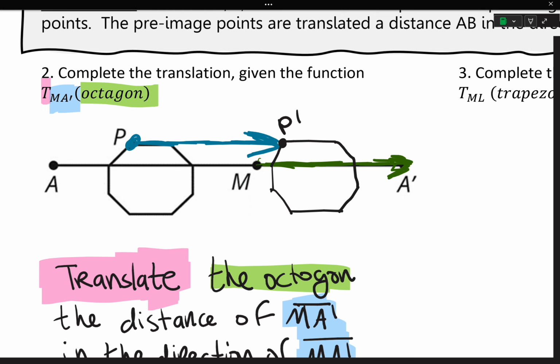I'm impressed with myself. Anyways, here we are. I took the original octagon that's on the left that had P, and I moved it the same distance in the same direction of MA prime. And here's my new octagon, P prime. It exists on the right.